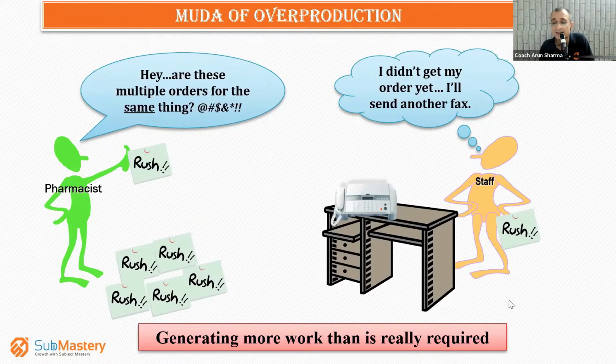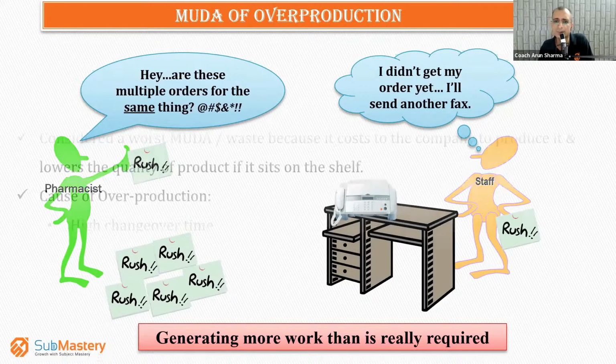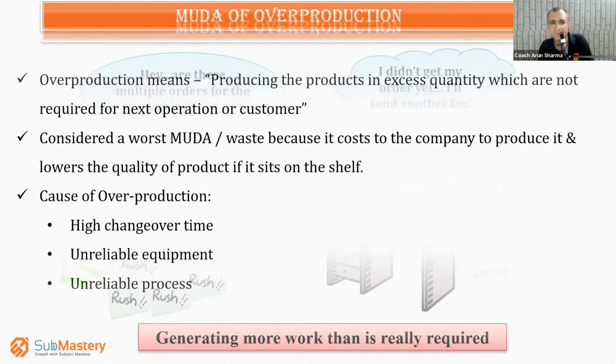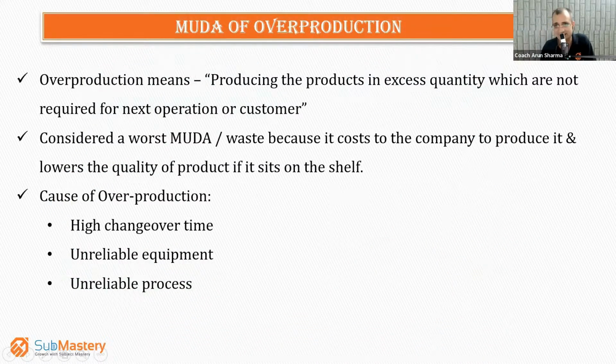In India, like a lot of places, even in many countries, I'm not saying India, but many of the countries, there is a lot of wastage of food. So very important. That is MUDA of overproduction. You will only produce what is required. Overproduction means producing the product in excess quantity, which is not required by the next operation or customer as of now. They may require it in the future. And it is considered the worst MUDA.